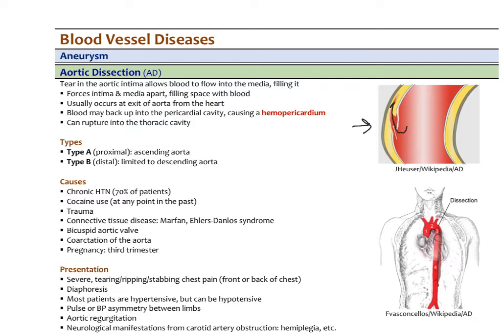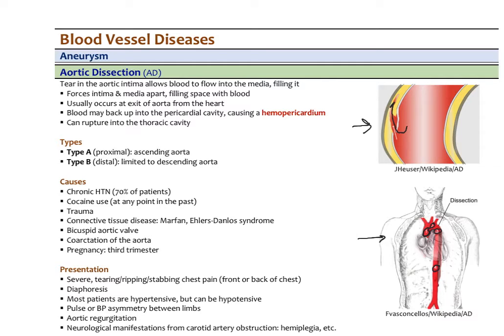Usually it occurs most typically where the aorta exits the heart, so in that ascending aorta where it loops around. So if you look at the diagram over here, site number 1 is the most typical site of aortic dissections. And then number 2, second most common, 3 is in the descending aorta, and then 4 is down here, either in the thoracic cavity or down in the abdomen.